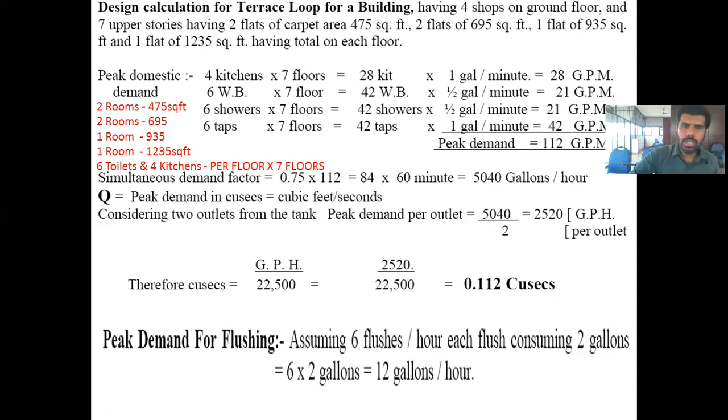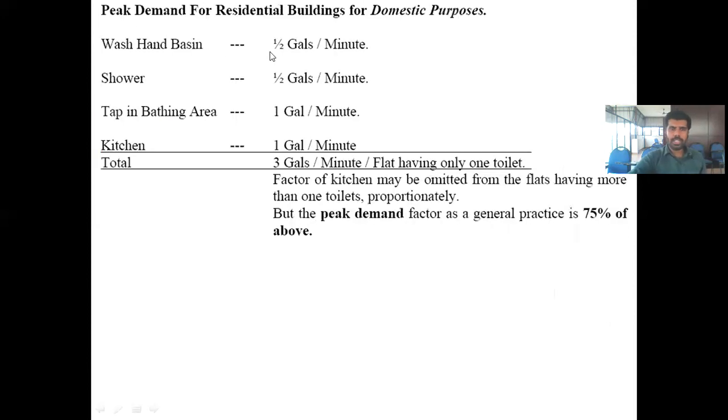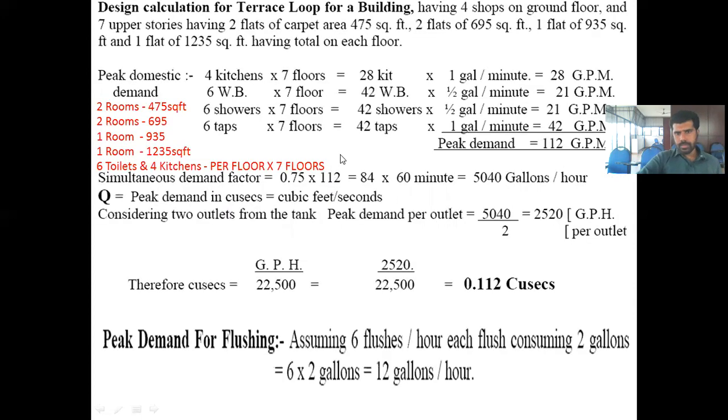So you know that from a single wash basin, half a gallon per minute is the demand. Shower is also half, tap is 1, and kitchen is 1. This is only for domestic use. Flushing will be done separately. Inside the toilet, we have a water closet also, but the water closet will be taken separately, because this water is not used for water closets.